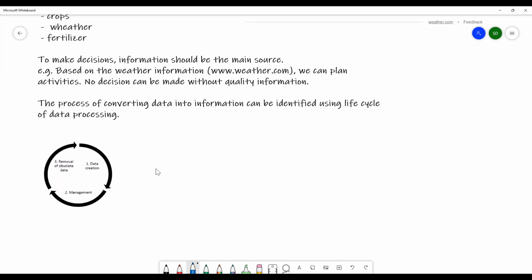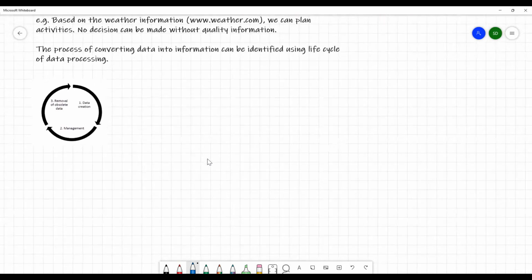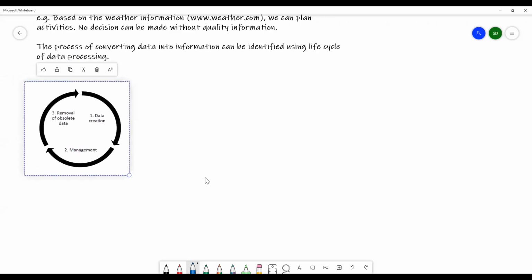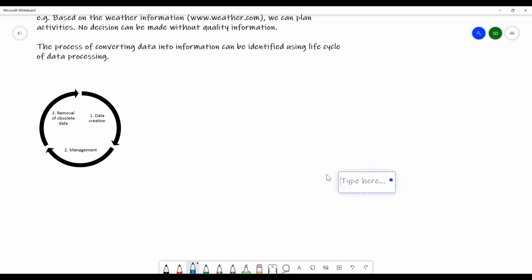So there are the steps. So here is the life cycle. We are going to have first data creation, right? Then data management. Finally, we'll remove obsolete data. Sometimes they are not relevant. We have to discard some outdated data, right? So under this, we'll write down the first one. What is the first one? Data creation. We have data creation.